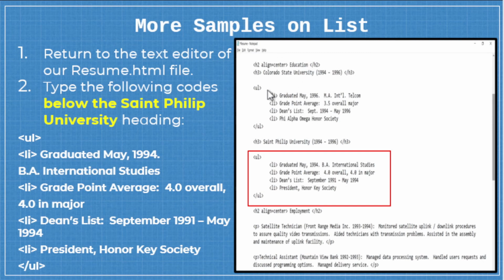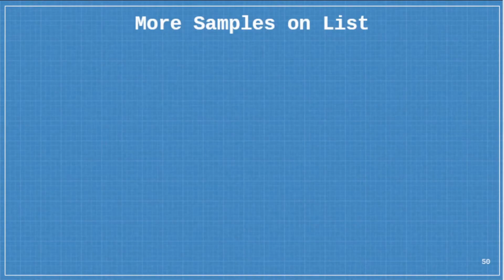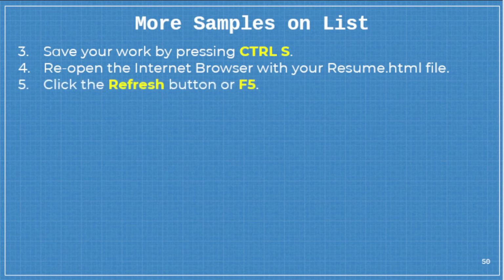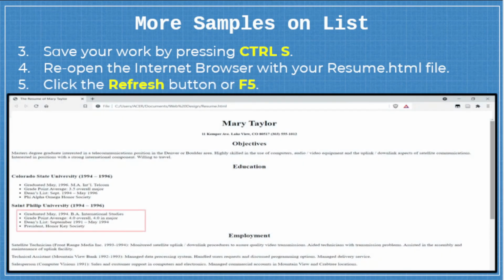This is what we typed earlier. Okay, under Colorado State, UL/UL. Now under St. Philip University we have UL/UL. Okay. Alright. Then what do we do? Right, save. Go back to your browser. Hit that refresh button, and that is what you see now.